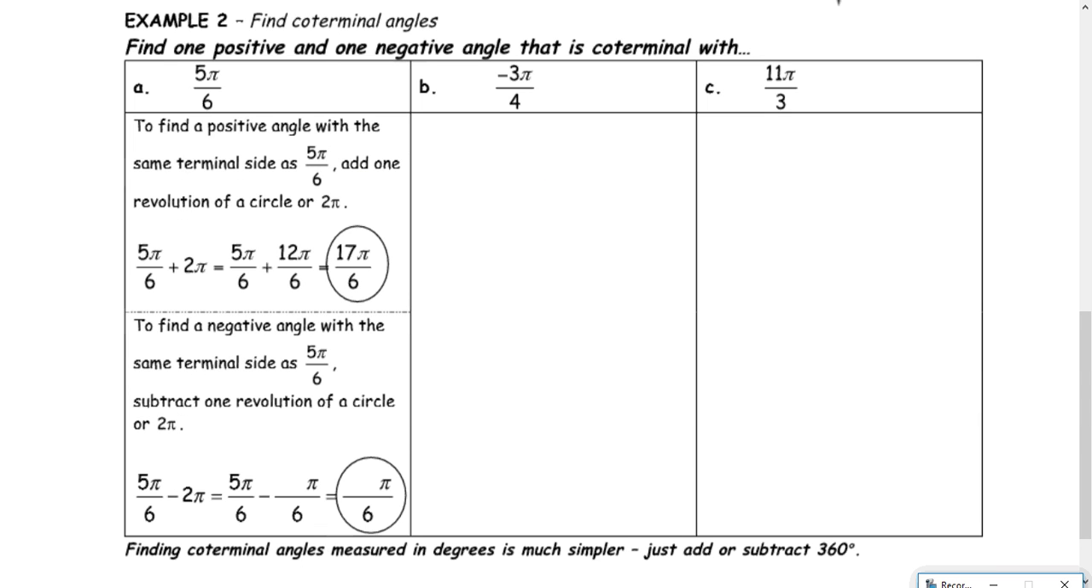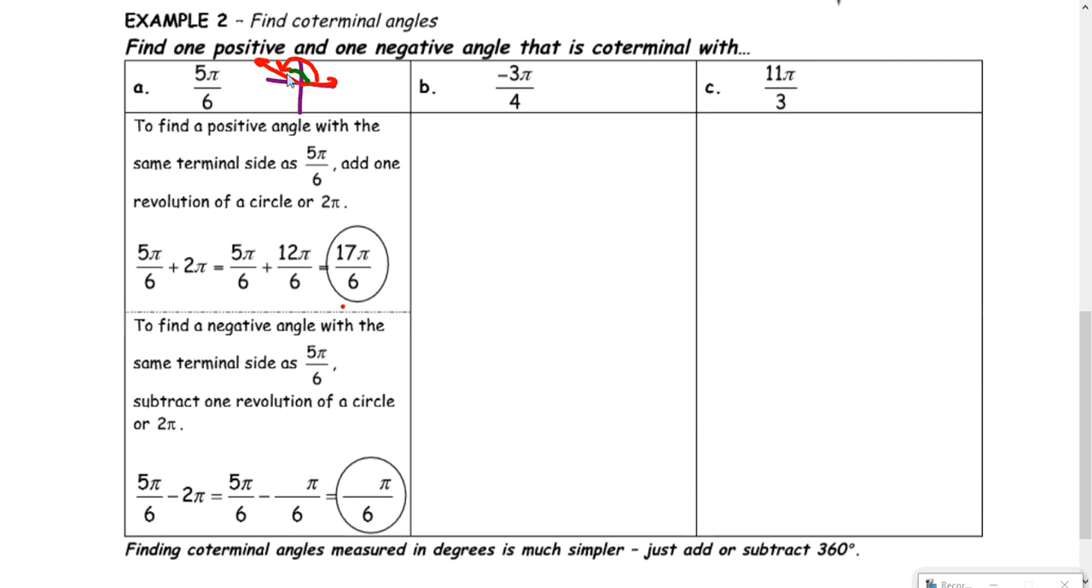All right, in these examples, they're asking us to find one positive and one negative angle that's coterminal with each of these. Technically, if we have this angle right here, 5 pi over 6, it would be somewhere over here in the second quadrant. There are infinitely many angles that are coterminal with 5 pi over 6 because we can keep turning around and around, clockwise or counterclockwise, and getting ones that land in the same spot. But they wanted us to find a positive angle that's coterminal with 5 pi over 6.